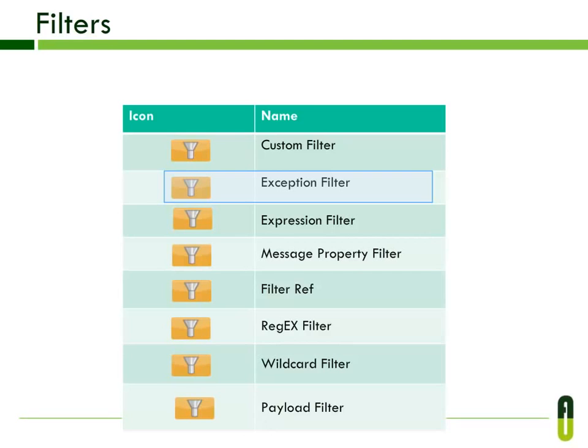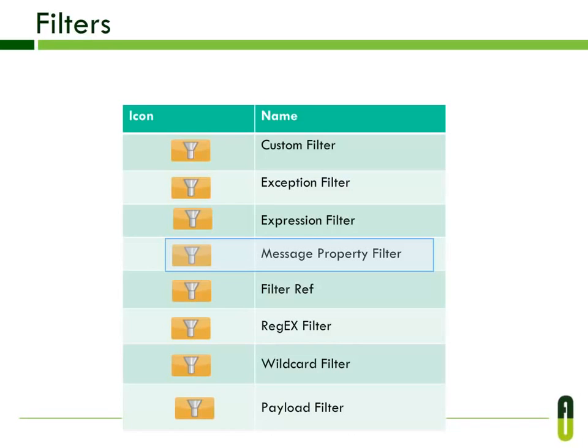Exception filter. The exception filter is a filter that matches an exception type. Expression filter. The expression filter evaluates a range of expressions, providing different types of evaluators such as XPATH, JXPath, OGNL, and also a custom evaluator.